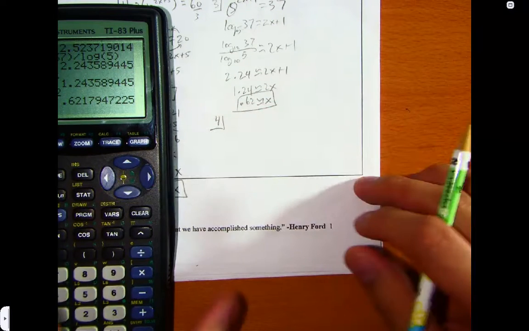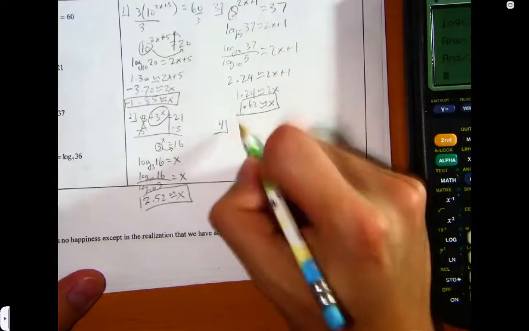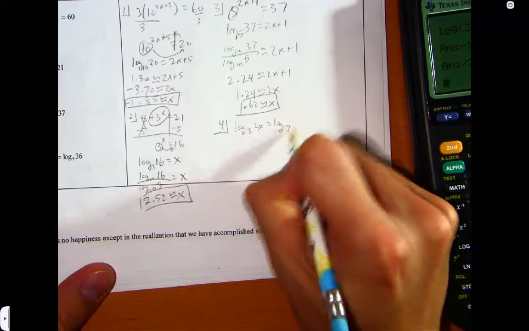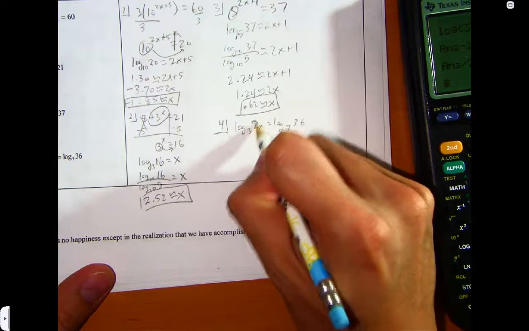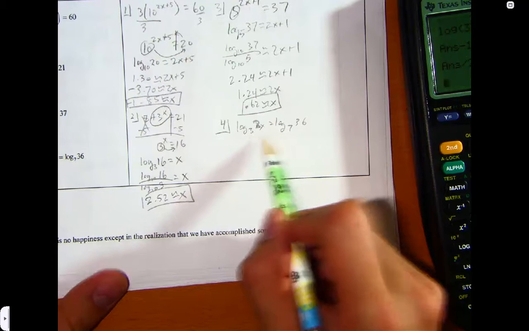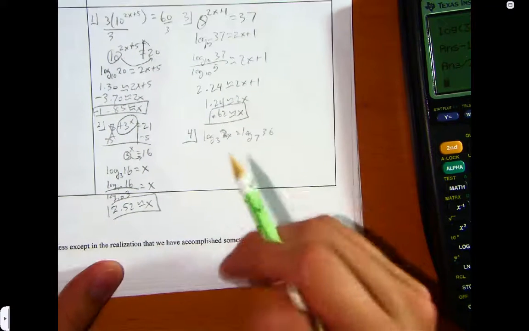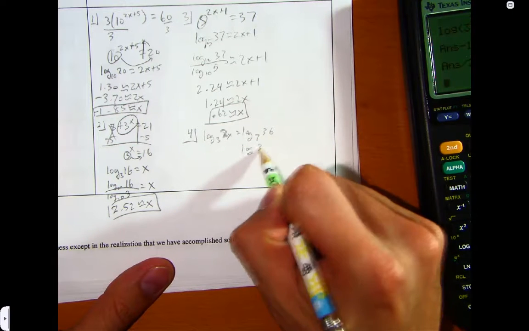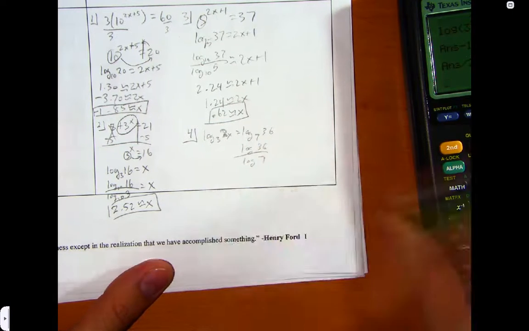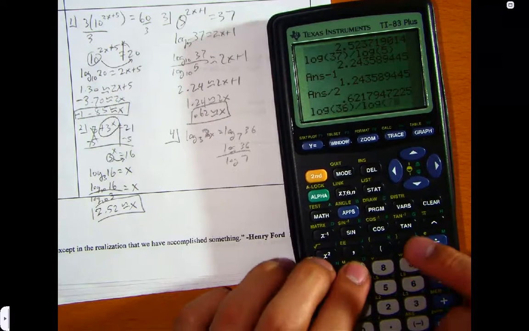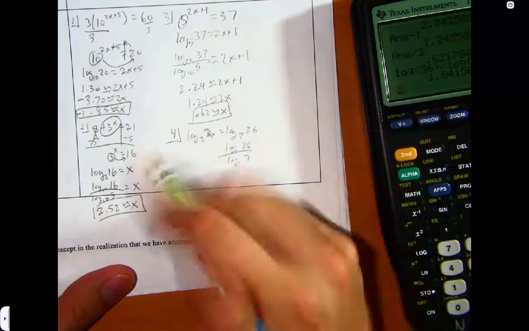And last one, number 4. I'm going to copy the problem. Log base 3 of 2x equals log base 7 of 36. Now sometimes you have a log equation but they're not the same base, so you have to use your calculator. So I'm going to put this in our calculator, log 36 divided by log 7. You get 1.84.